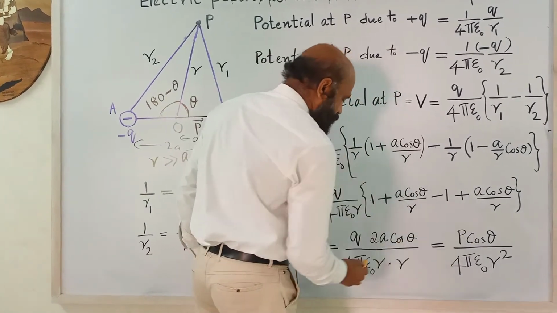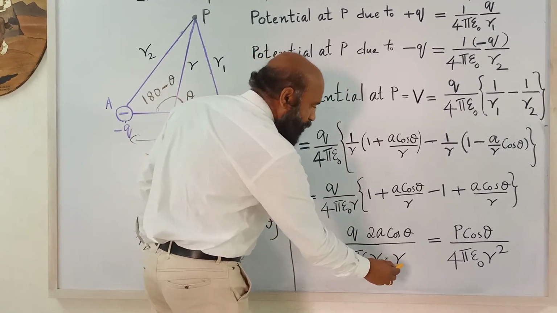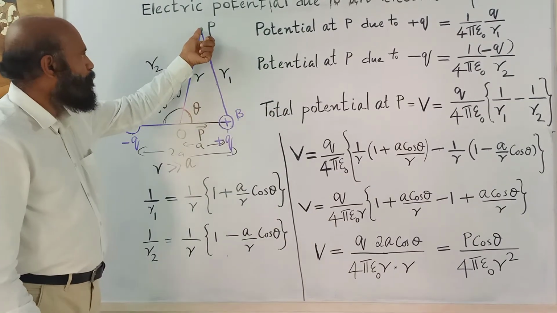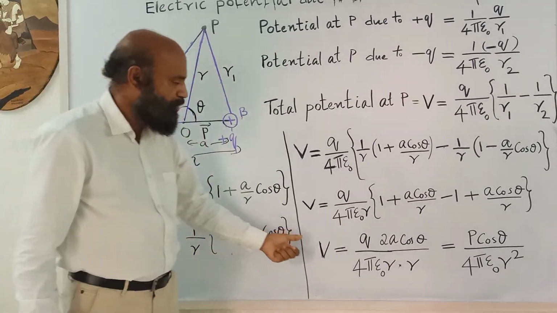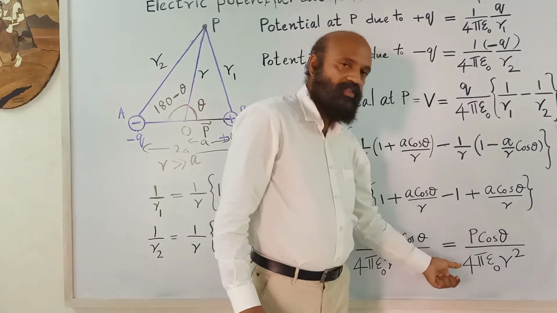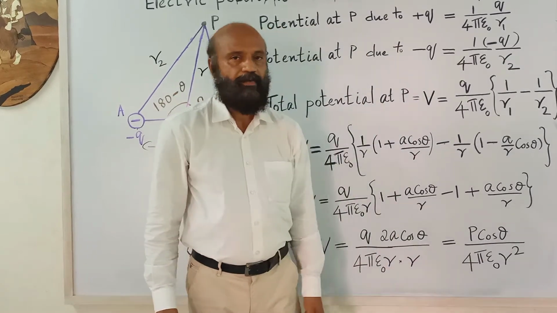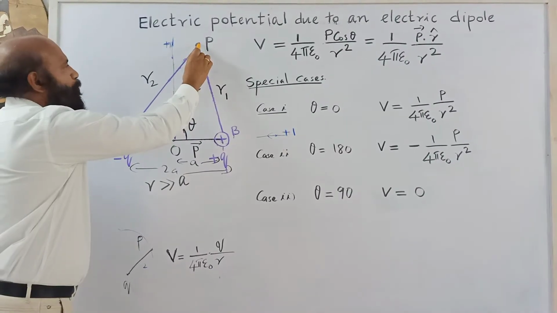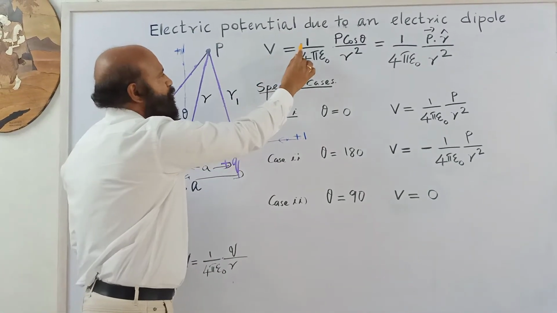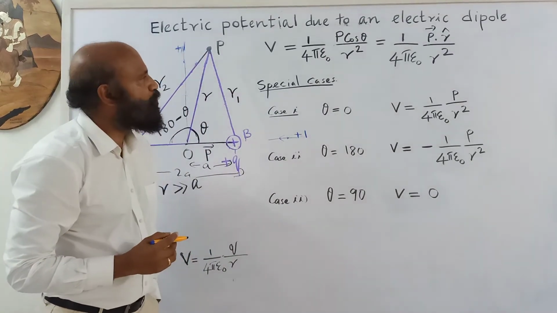Then cos theta divided by 4 pi epsilon 0. This R into R is R square. So total potential at the point P due to the electric dipole is given by this relation: V is equal to P cos theta divided by 4 pi epsilon 0 r square. Potential at the point P due to this electric dipole is given by V is equal to 1 by 4 pi epsilon 0 P cos theta by r square.